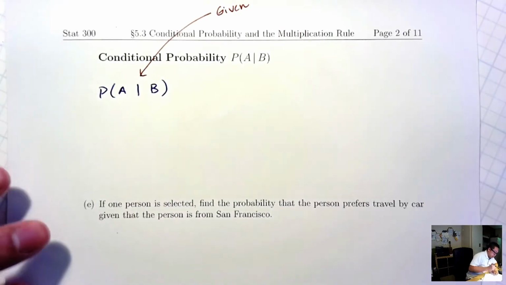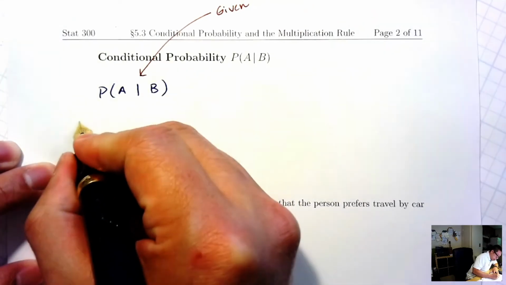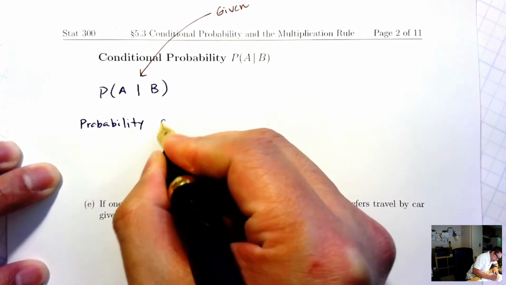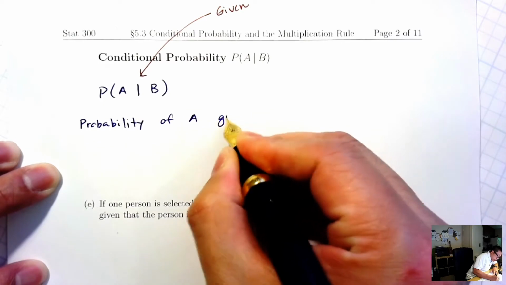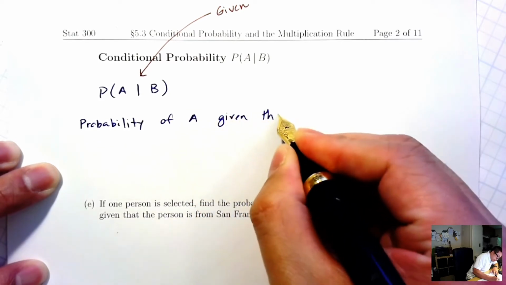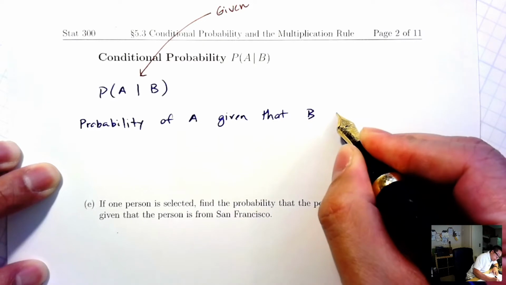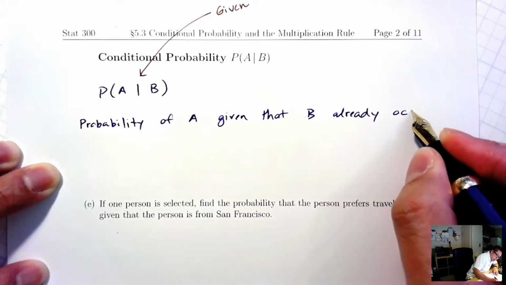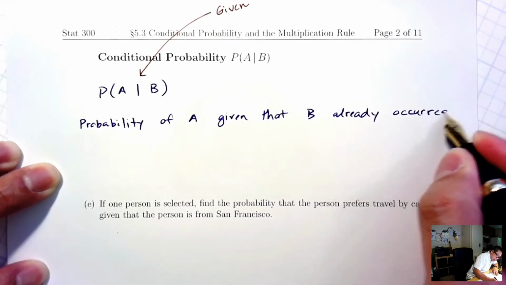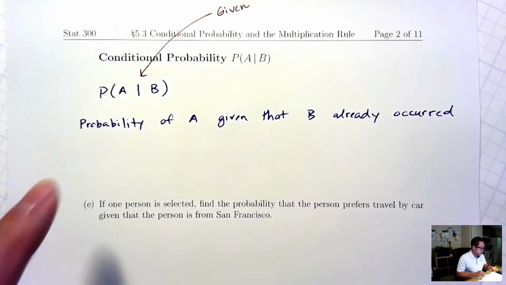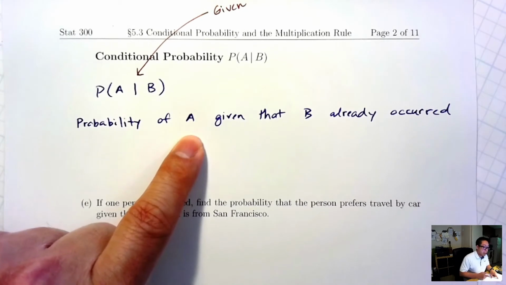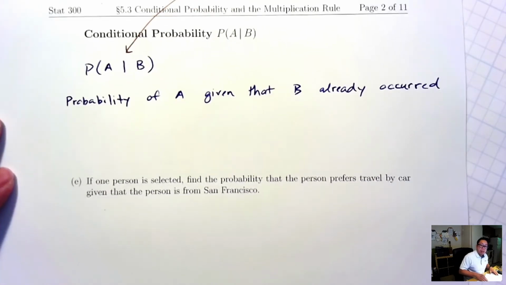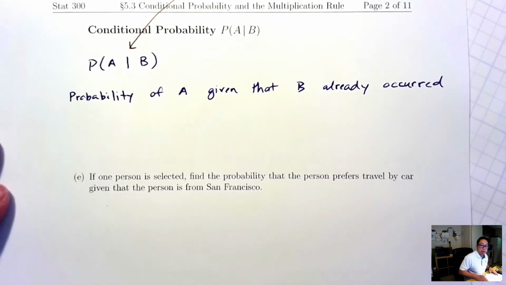What this represents is, like I said, the probability of A given that B already occurred. In other words, what's the probability of A if you knew now additional information that B already occurred? All right, so let's do some examples to see how this actually works out.